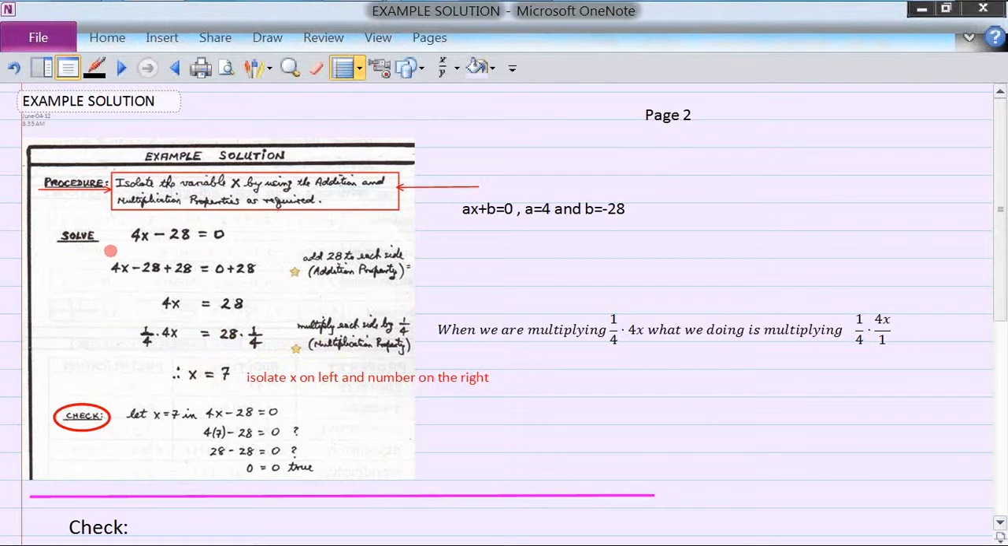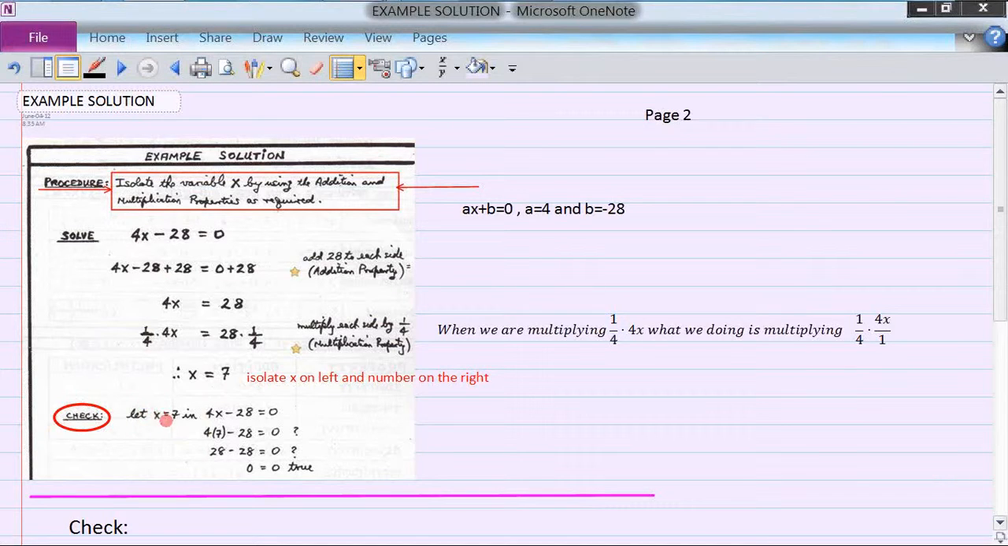So what we're saying here is the only value that will make this equation true, the only value for x that will make this equation true is that x equals 7. When x is equal to 7, then 4x minus 28 equals 0. So that's the only value of x that works for this equation.